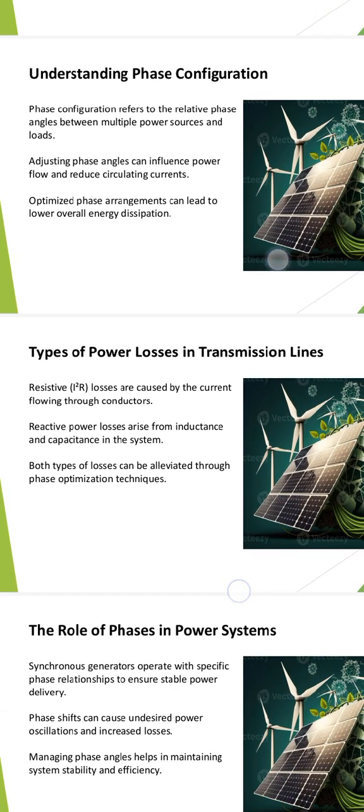Types of power losses in transmission lines. Resistive losses, I squared R. This is the formula of power loss. Losses are caused by the current flowing through conductors. Reactive power losses arise from inductance and capacitance in the system. Both types of losses can be alleviated through phase optimization techniques.